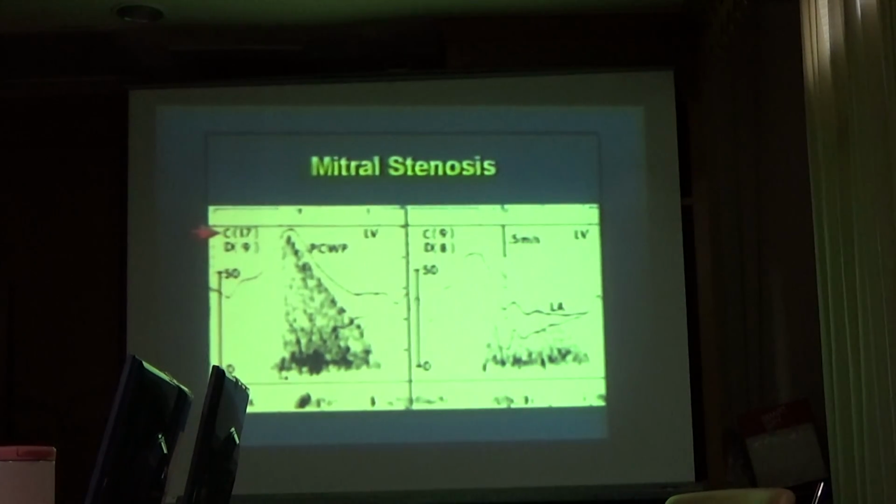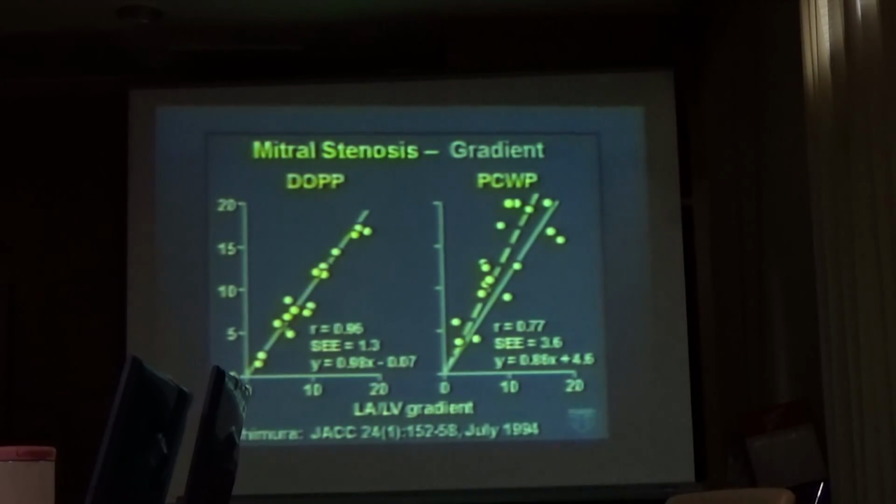On the right side of the screen here, you can note that when the transseptal catheterization is performed and direct left atrial pressure is being recorded, the gradient by catheter matches very closely that from Doppler technique of 8 millimeters mercury. So in the correlation study that was published by Dr.